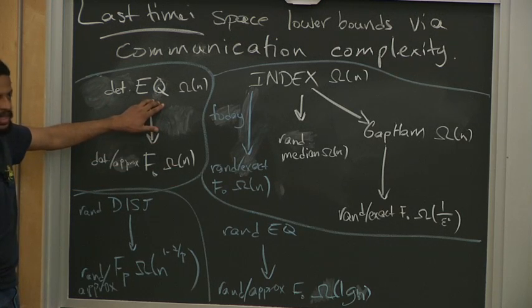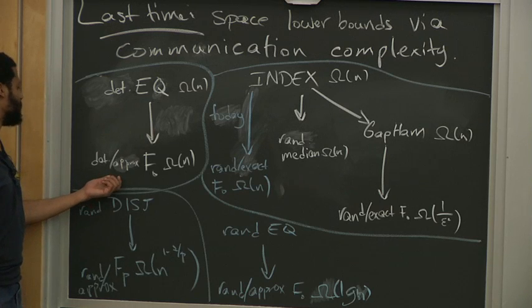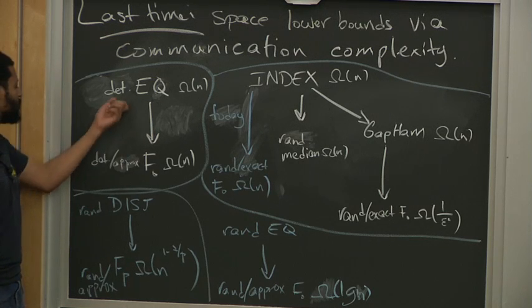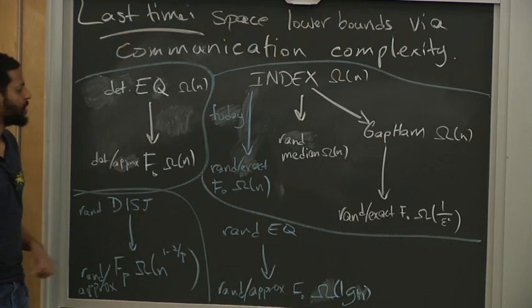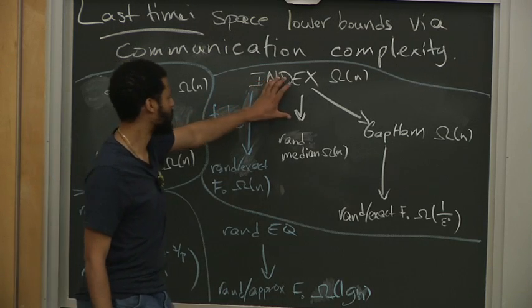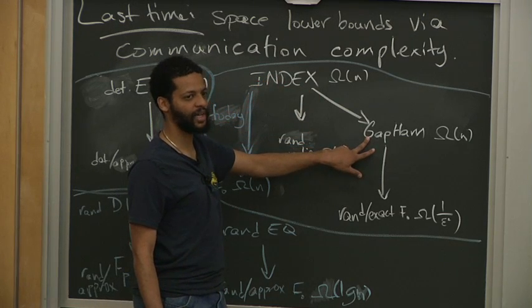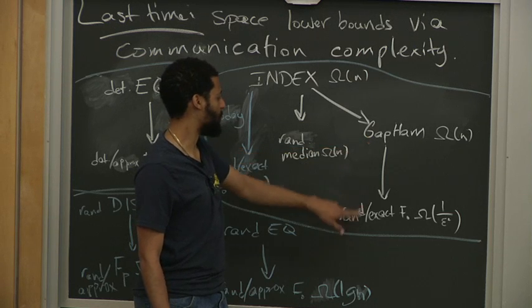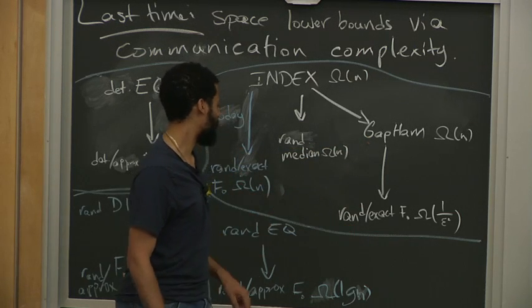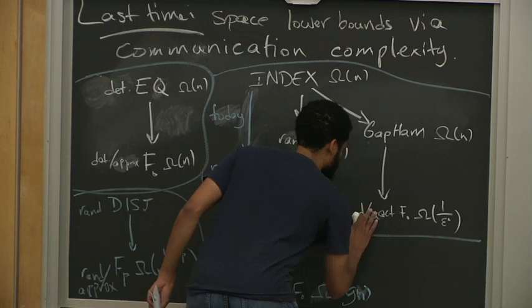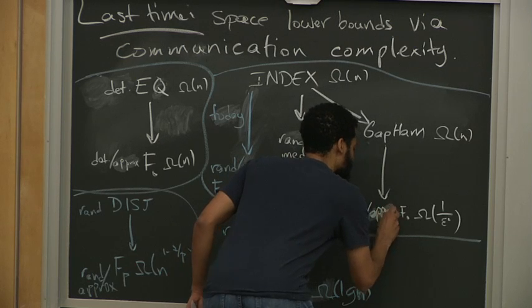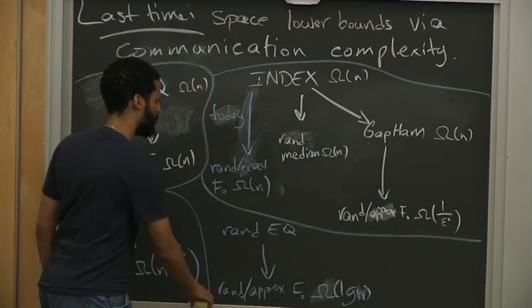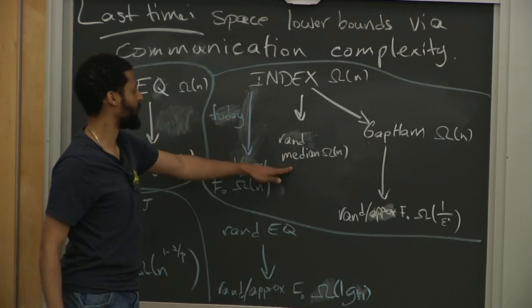via reduction from equality. You can reduce deterministic equality to deterministic approximate F0. Indexing was another one. I didn't show the reduction to gap hamming, but I claimed that it can be done. And then gap hamming can be reduced to randomized approximate F0. And that's how you get a 1 over epsilon squared lower bound for randomized approximate F0. You can also reduce it to randomized median.